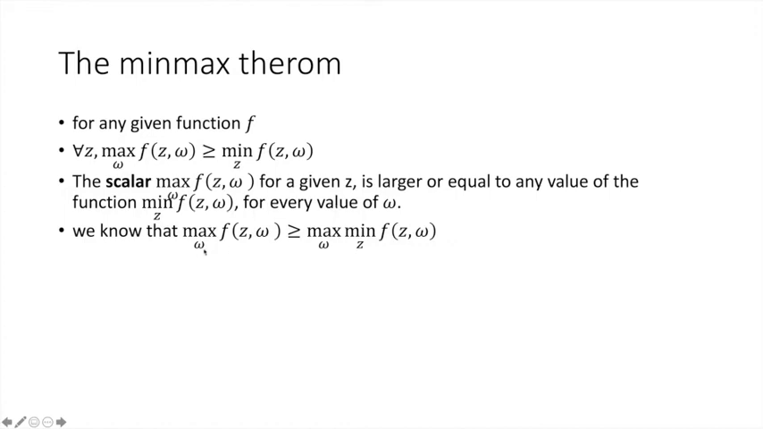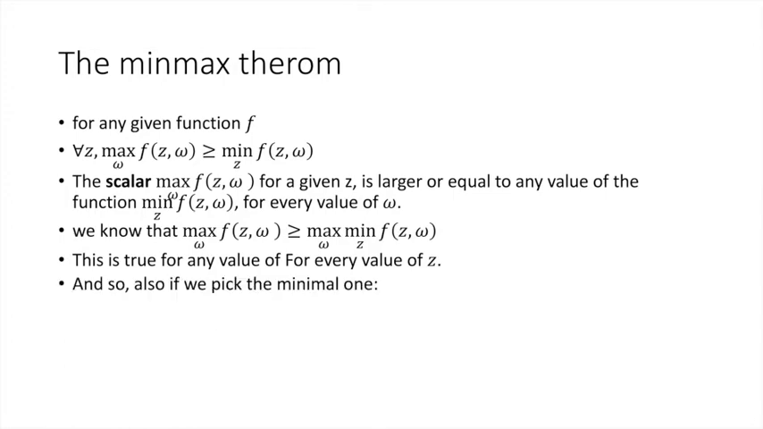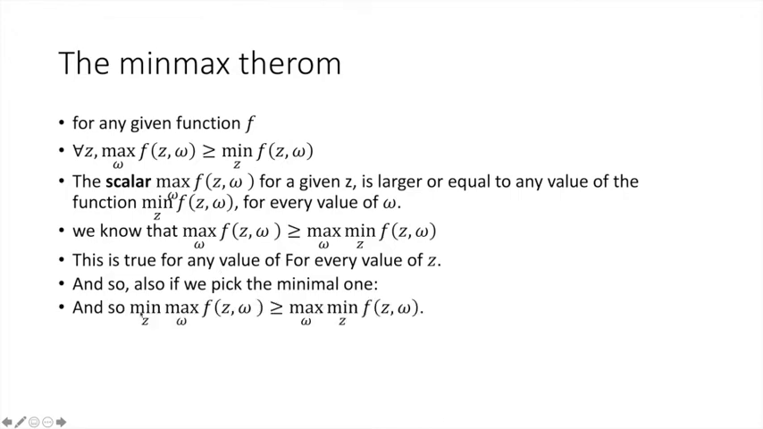We know that max over omega of f(z, omega) is larger or equal than any point, and so also if we take the maximum over omega of min over z of f(z, omega), we would get a larger value. This is true for any value, so this is also true for the maximum value. And so also if we pick the minimal one over this side, we get that minimizing over z and then maximizing over omega is larger or equal than maximizing over omega and then minimizing over z of f(z, omega).